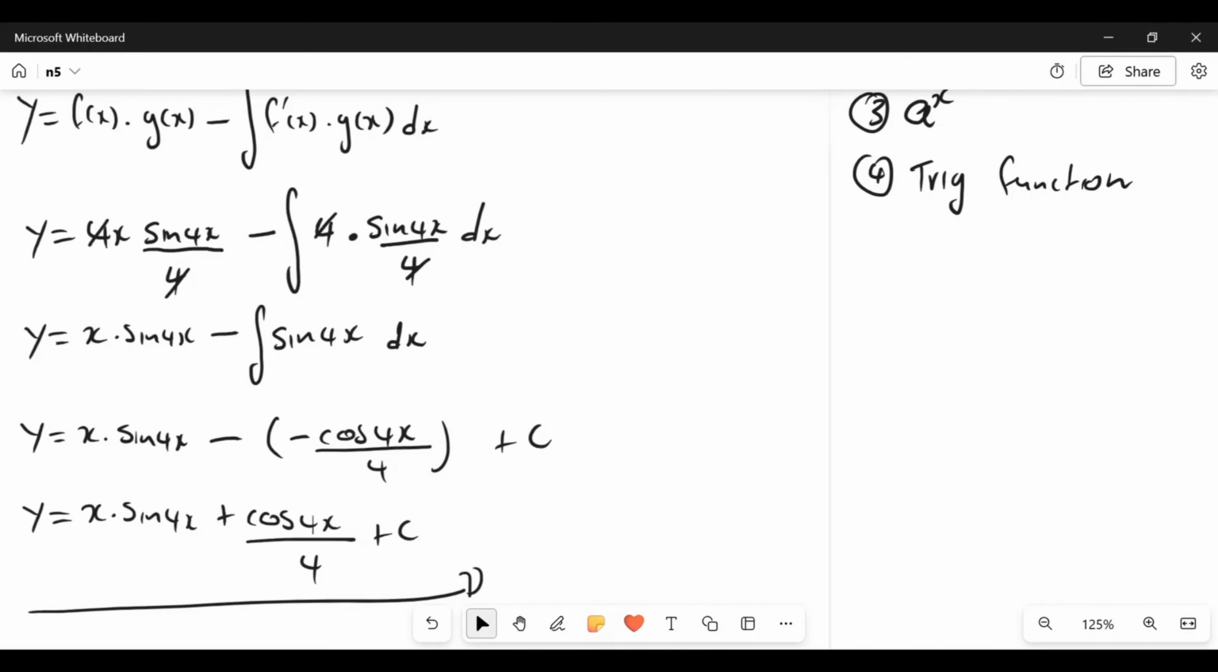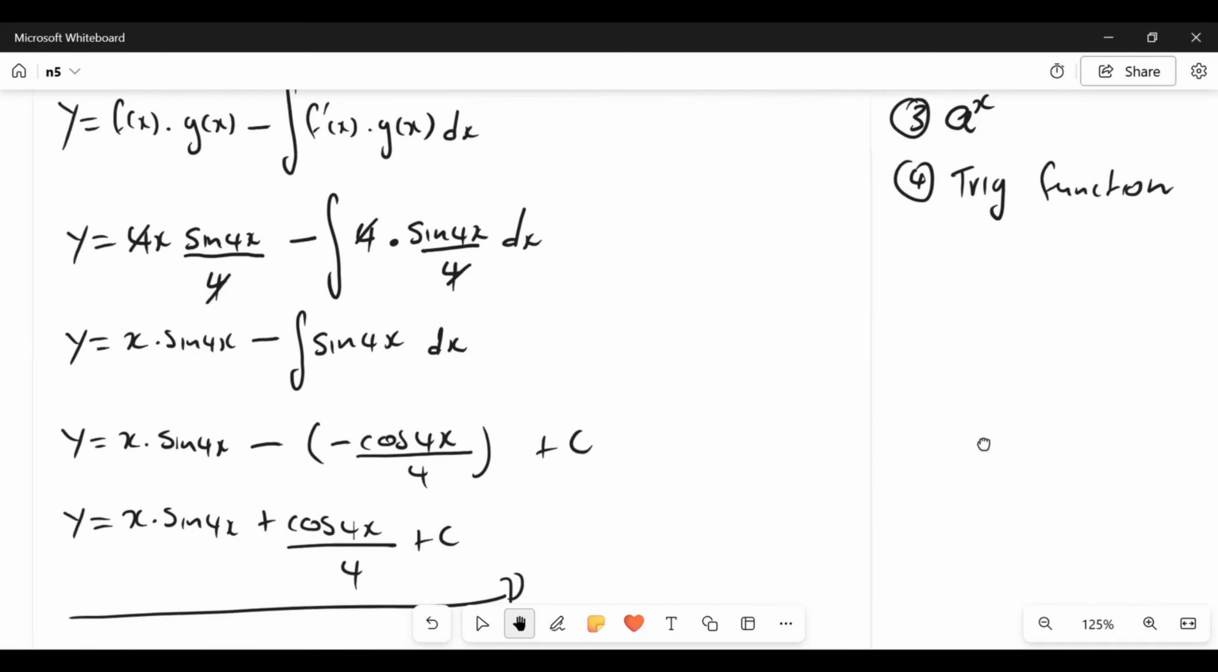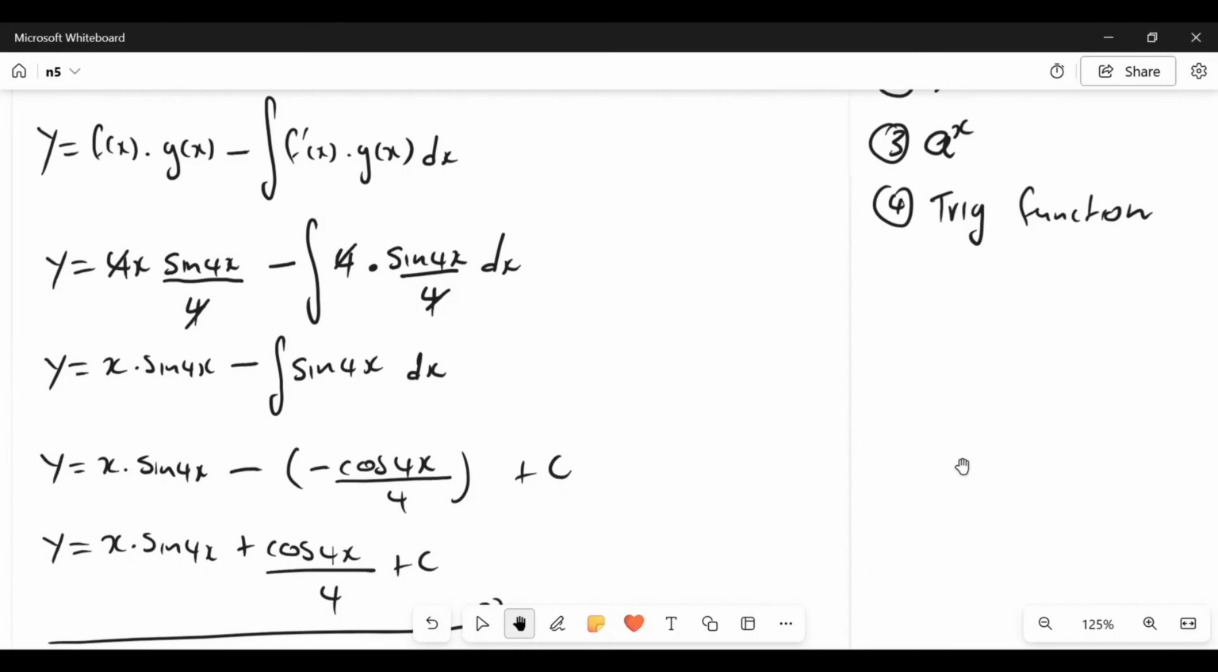I hope you managed to understand this one. As you can see, this is a by parts integral. So it required you guys to know the priority list. If you didn't know the priority list, then this was going to be challenging for you guys. And also the formula for by parts.